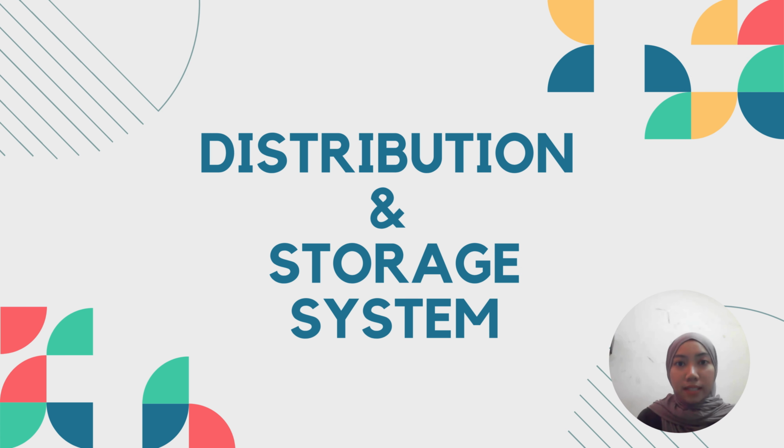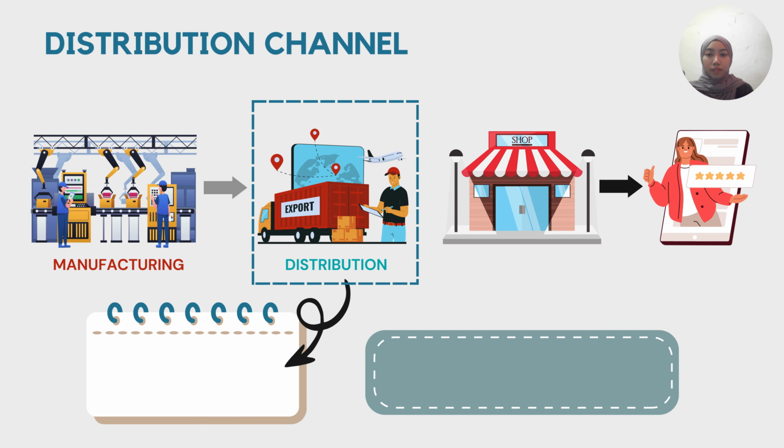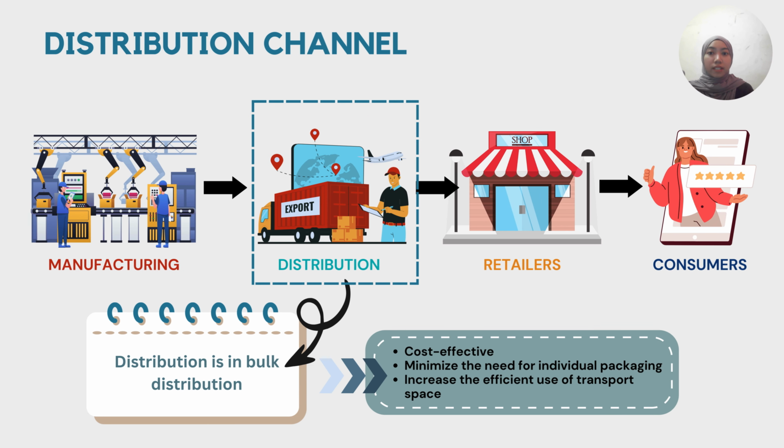Now, we will discuss the distribution and storage system of the nasi lemak ready-to-eat production. Firstly, we have the distribution channel that goes from manufacturing, distribution, to retailers, and then to the consumers. In our distribution system, we use bulk distribution as it is cost-effective, minimizes the need for individual packaging, and also increases the efficient use of transport space.